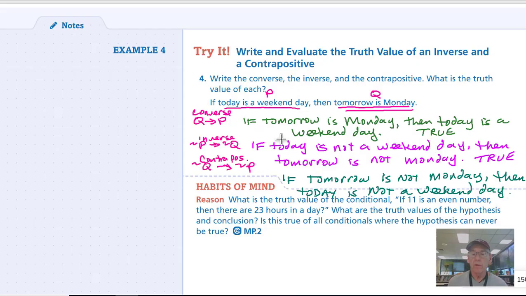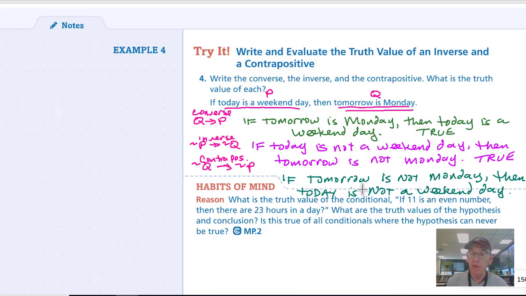So let's see, if tomorrow is not Monday, let's think of a case where this would be true. So tomorrow's not a Monday. So let's say tomorrow's a Friday, so today would be a Thursday. Let's say tomorrow is a Sunday. It's not a Monday. That fits that part. That makes that part true. Then today is not a weekend day, but today would be a Saturday.